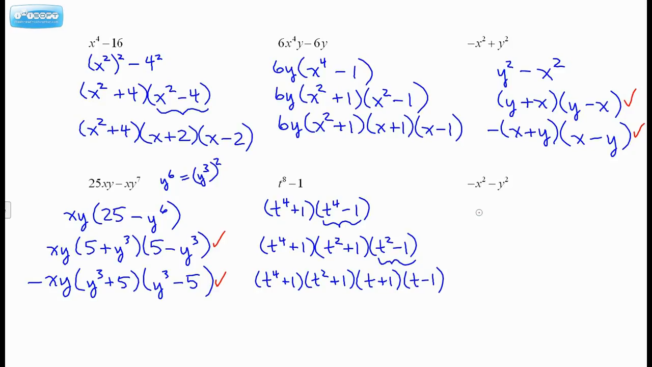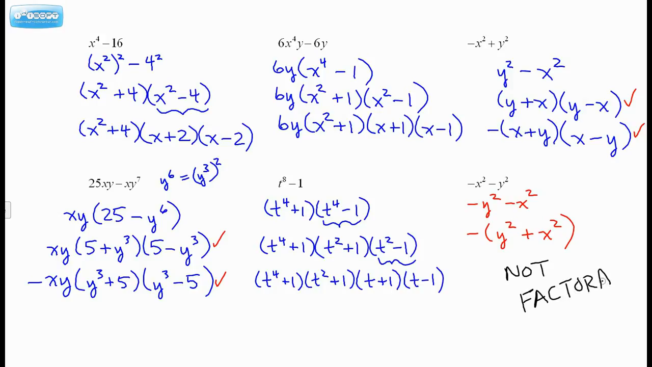With the last example, even if I change the order, both of them are still negative. Even if I factor out the negative, then I get y squared plus x squared. Okay? This is a sum of squares, not a difference. This is not factorable. So that's my answer. Not factorable. It is not a difference of squares. That was easy. Done.